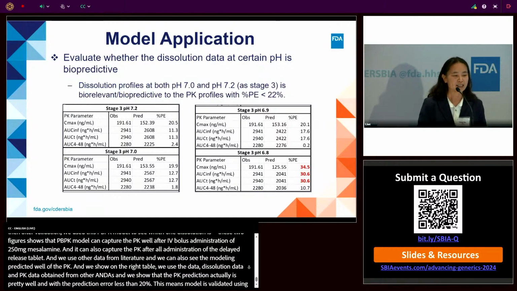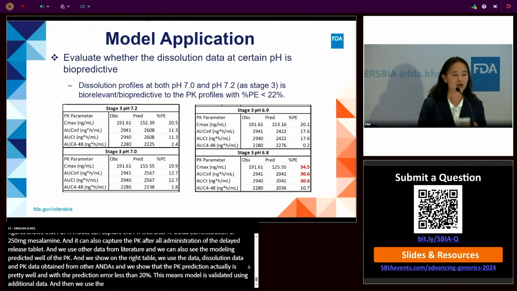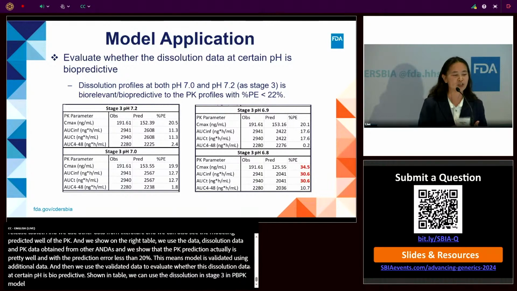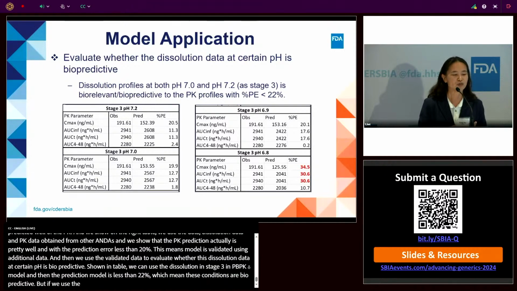Then we use the validated model to evaluate whether the dissolution data at a certain pH is biopredictive. As shown in these tables, if we use the dissolution at pH 7.2 and 7.0 as stage 3 incorporated into the PBPK model, then the prediction error is less than 22%, which means these conditions are biopredictive. But if we use the dissolution at pH 6.8 as stage 3 in the model, then we cannot predict PK well, with the prediction error more than 30%.